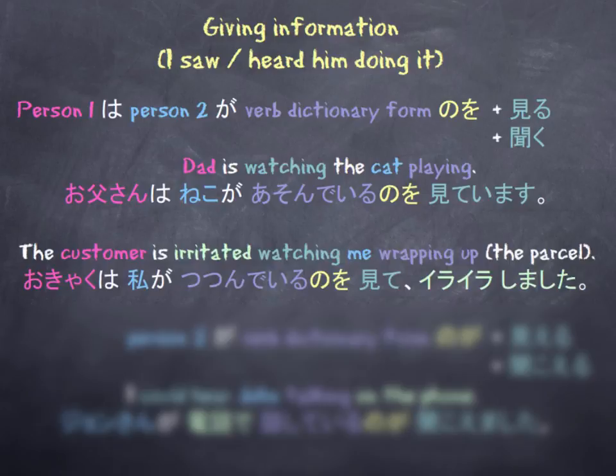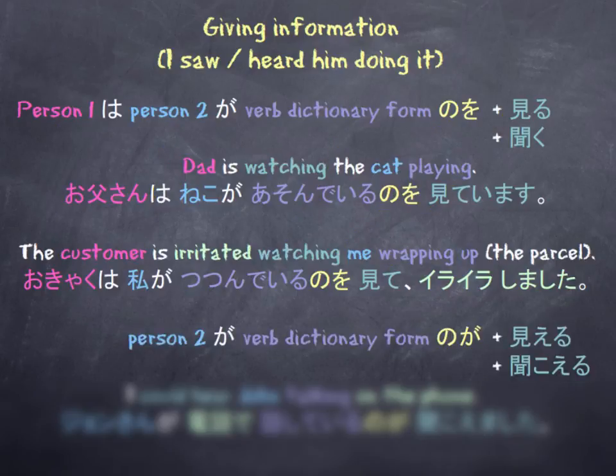Let's take a look at the second example here. The customer is irritated watching me wrapping up the parcel. お客は私が包んでいるのを見てイライラしました. So person 1 in this situation is the customer, お客, and person 2 is me or I, and that is 私. And our verb in its dictionary form is the verb to wrap up, which is 包んでいる. It's in its te form, present continuous form. And that's followed by the particles no o and the verb mite.